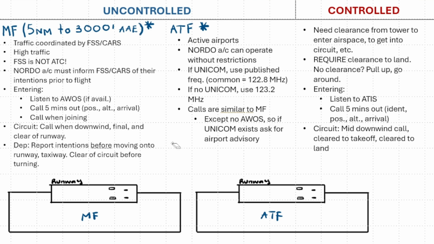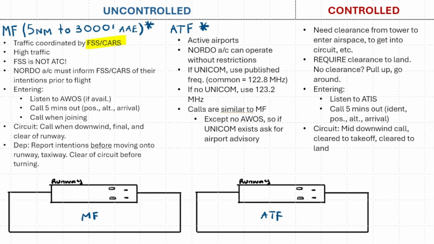Let's start with MF airports, mandatory frequency. They're considered uncontrolled airports, but with a bit more structure. At an MF airport, this is one of the biggest differences, traffic is usually coordinated by FSS, a flight service station. So there may be someone watching traffic remotely, or CARS, a community aerodrome radio station, and there may be someone actually at the airport. These airports usually have pretty high traffic.